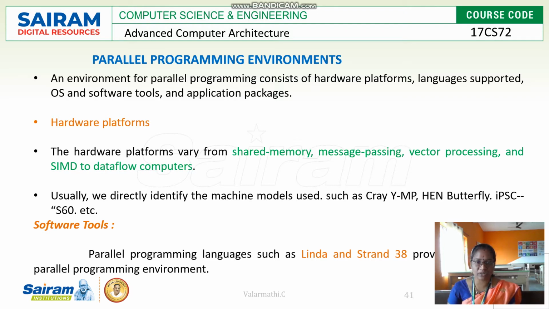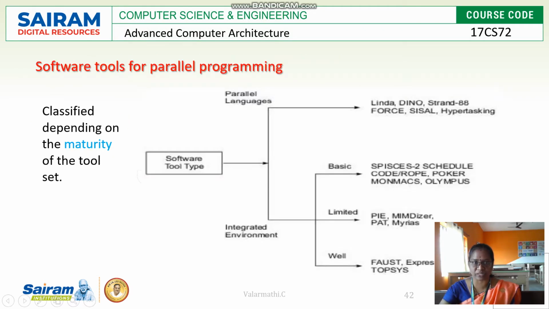Usually, we directly identify machine models such as Cray Y-MP, Butterfly, iPSC, and so on. These are some of the example models which cover the above features. And move on to software tools. There are some programming languages available which are comfortable and good for programming. What are those? Linda and Strand 88. Those are the best examples which provide the parallel environment in an effective way.